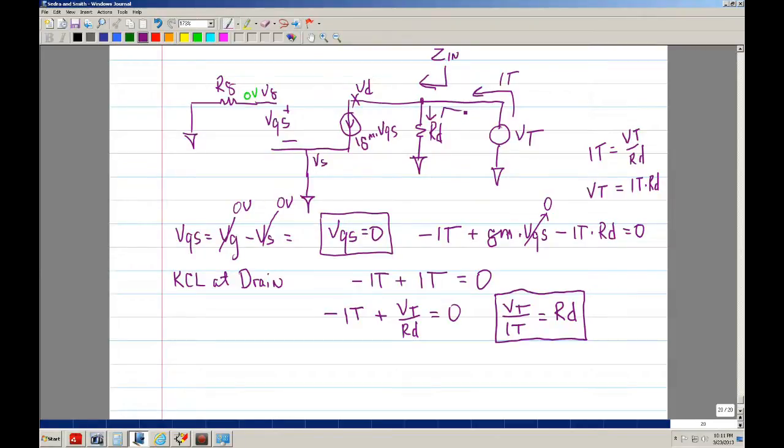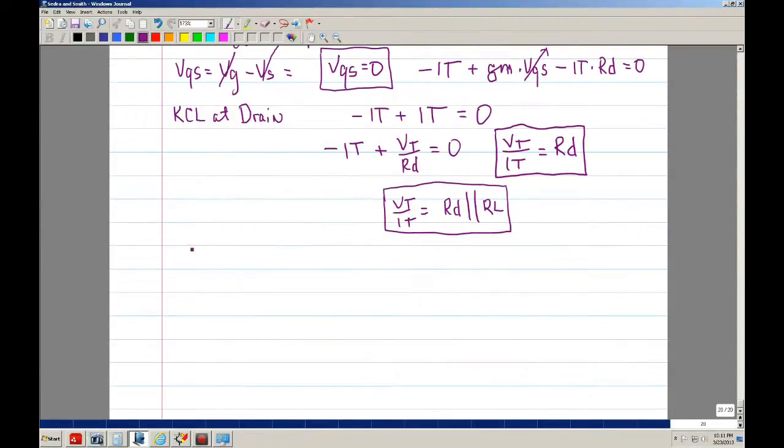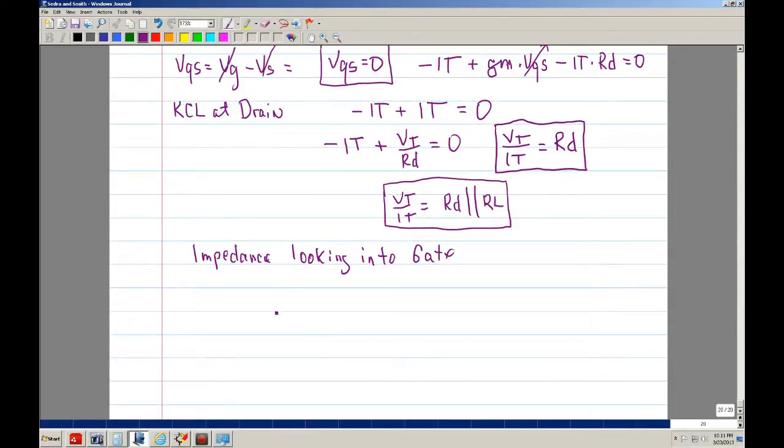Now, if you have a load, you can put that load in series, or no, in parallel, and then you would have VT over IT would be RD in parallel with RL. That would be valid if you include RL. Now the last one is the impedance looking into the gate. Okay, and this is really super simple.